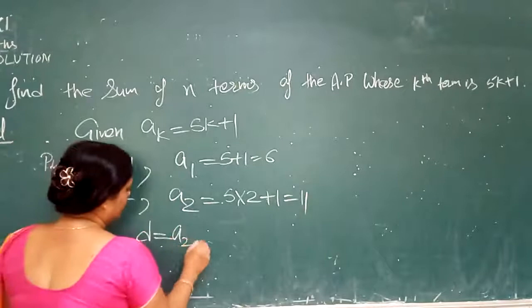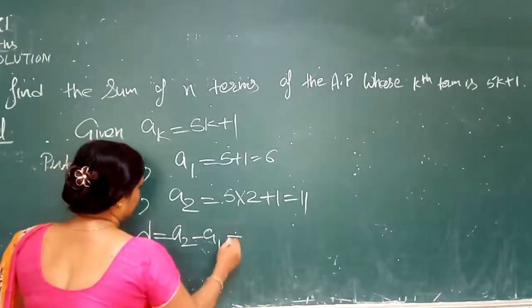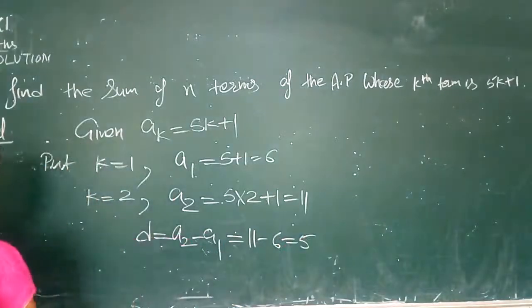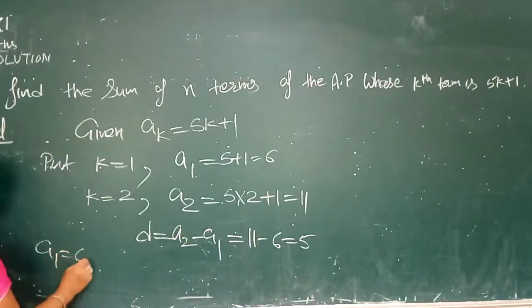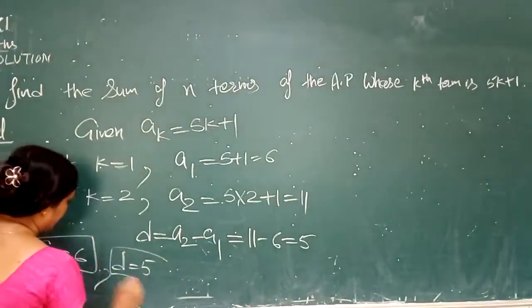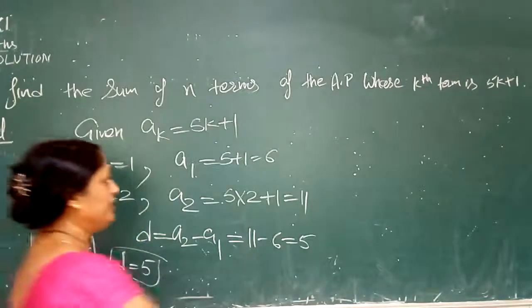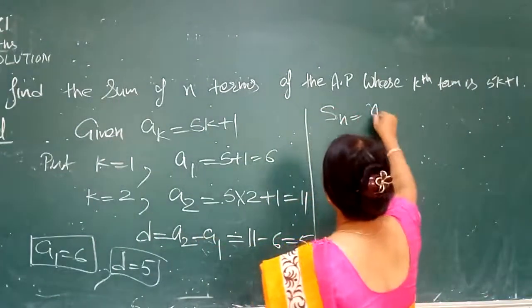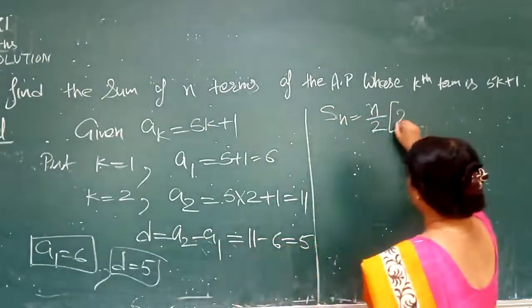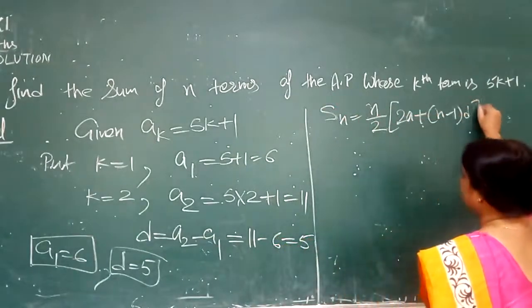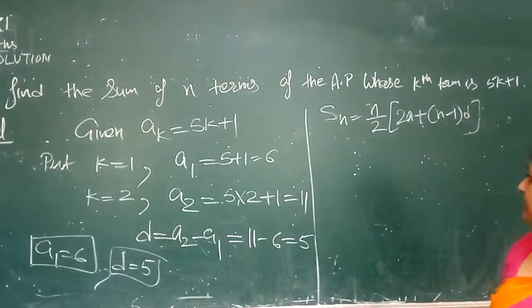Now we can find the difference here. That is A2 minus A1. So it will come 11 minus 6, that is equal to 5. So it means the first term a is 6 and the common difference d is 5. Now we can find the sum of n terms. That is Sn equal to n upon 2 into (2a plus (n minus 1) into d). This is the formula of the sum of n terms.